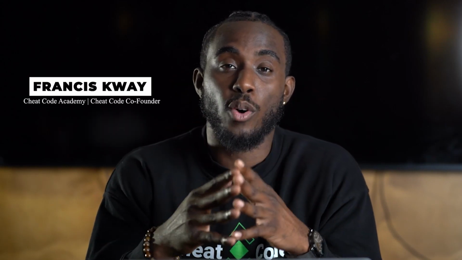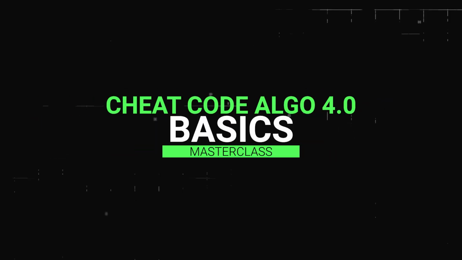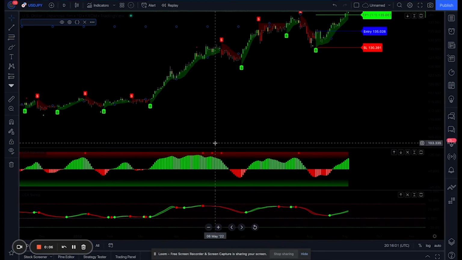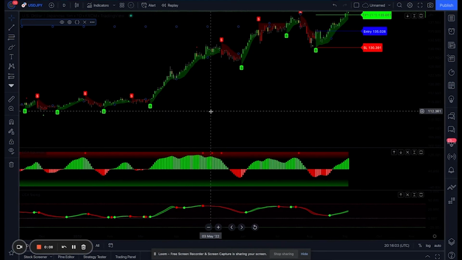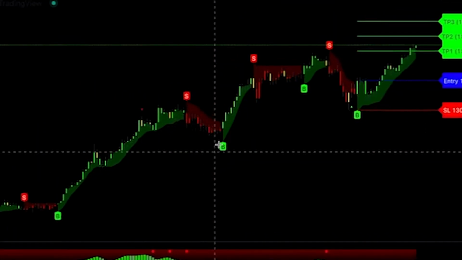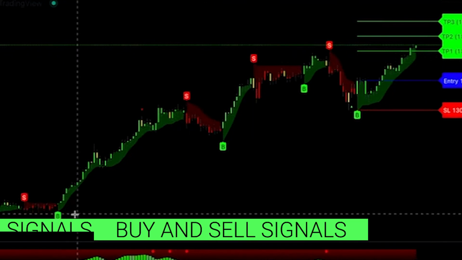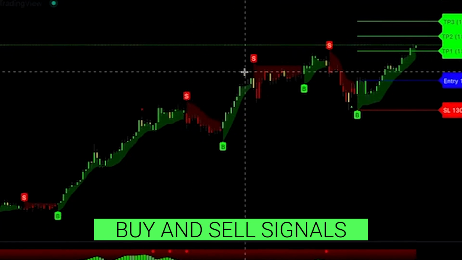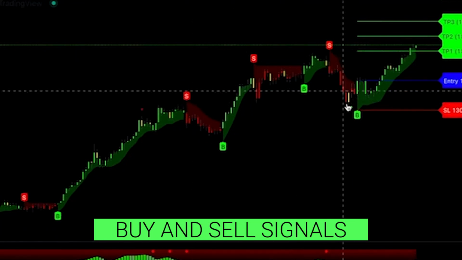All right, guys, so let's go ahead and hop into the Cheat Code Algo version 4 and cover some of the basics. The very first thing I want to show you is essentially what the software looks like. The first thing you'll notice is the B and S signals. These little labels here are buy signals and sell signals that you're going to be getting on a regular basis throughout the algo.